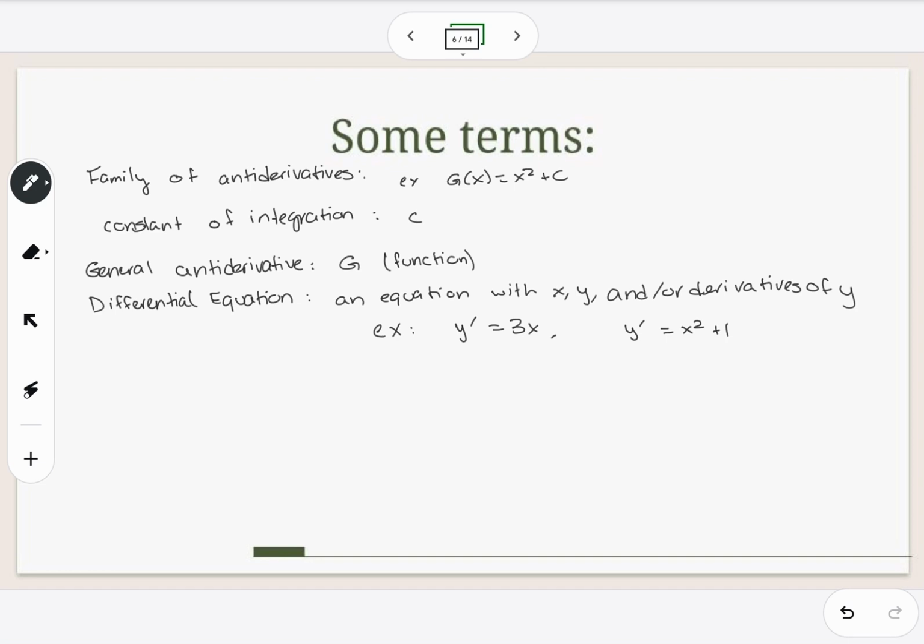You have already used a lot of differential equations. Now we're just giving them a specific name. Okay, and then the last term here would be general solution.